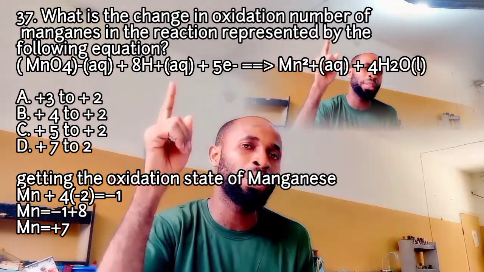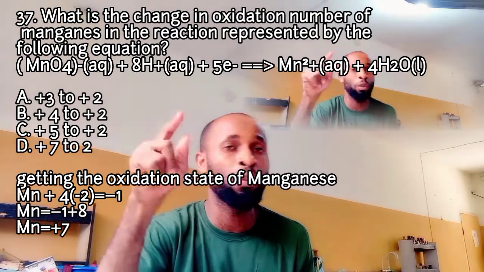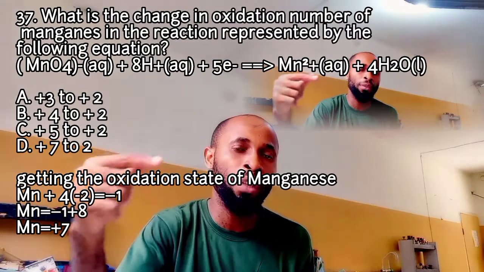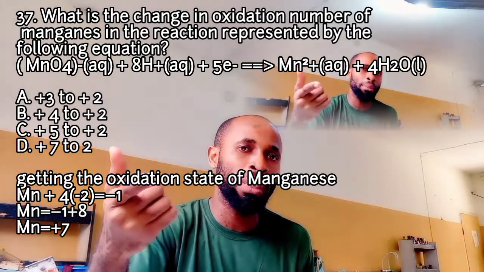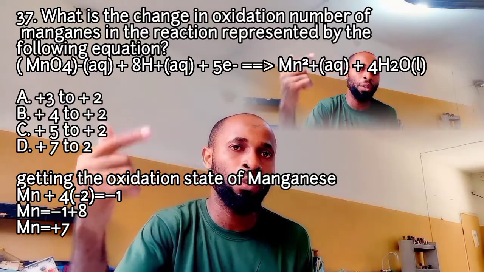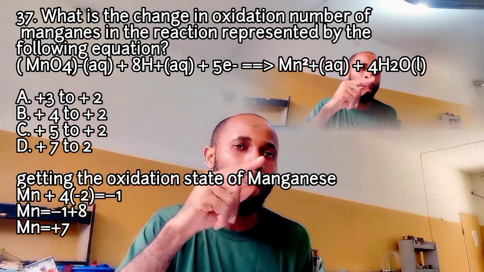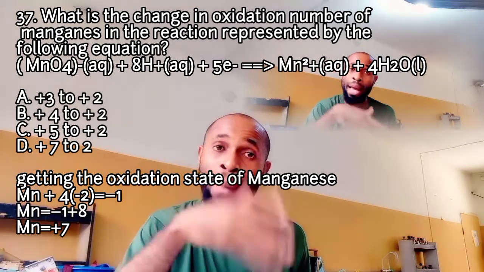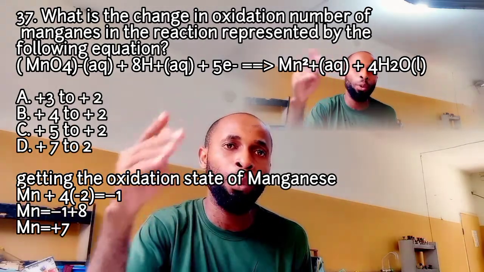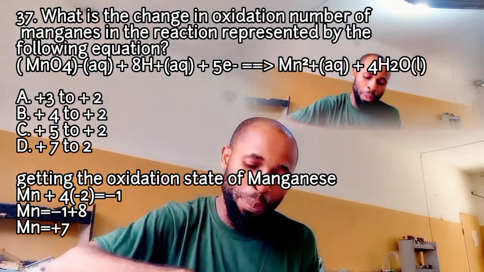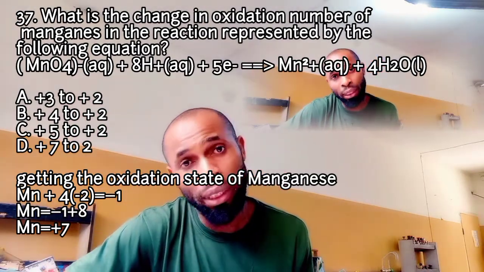Now the minus means that the summation of all the values will give us minus 1. Therefore Mn plus 4 times O will give us minus 1, where oxygen is minus 2, and 4 times minus 2 gives us minus 8. Mn minus 8 will give us minus 1. If you make Mn the subject of the formula, the 8 moves to the other side and becomes positive, it was minus before, so we have minus 1 plus 8, which gives us 7. Therefore manganese 7 in that place moves to become manganese 2 plus, as you can see on the screen.